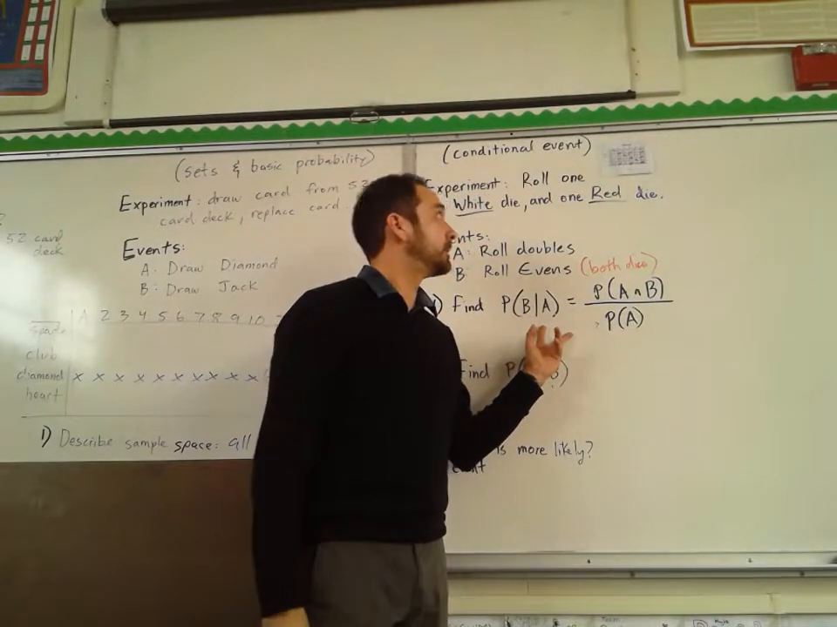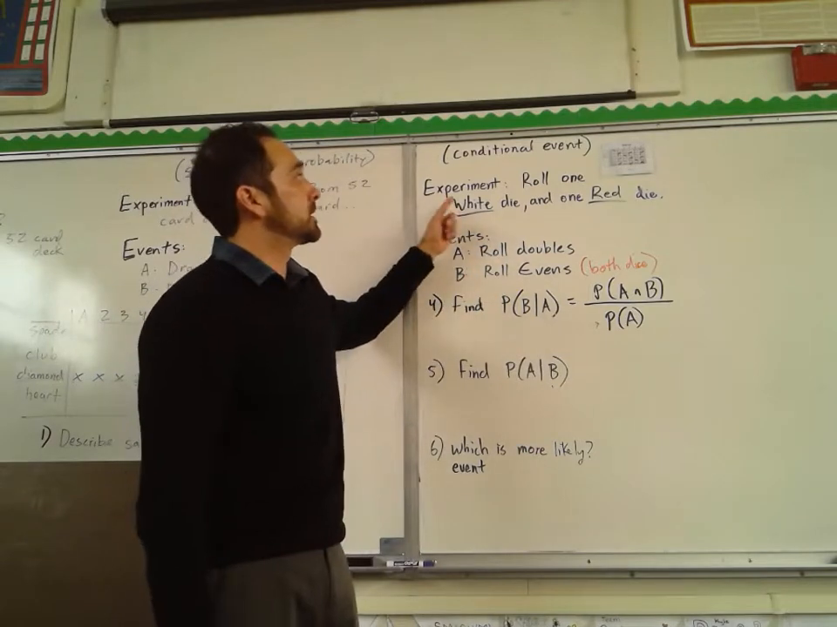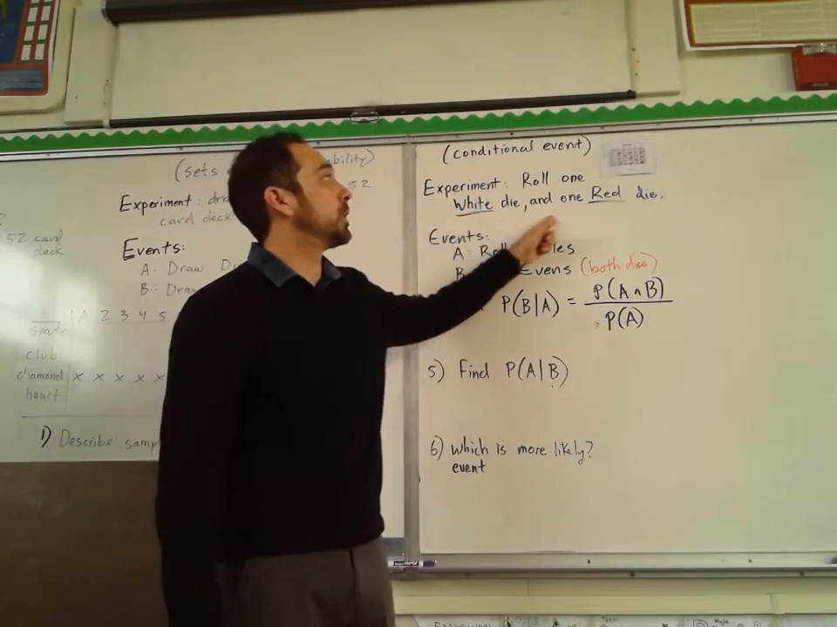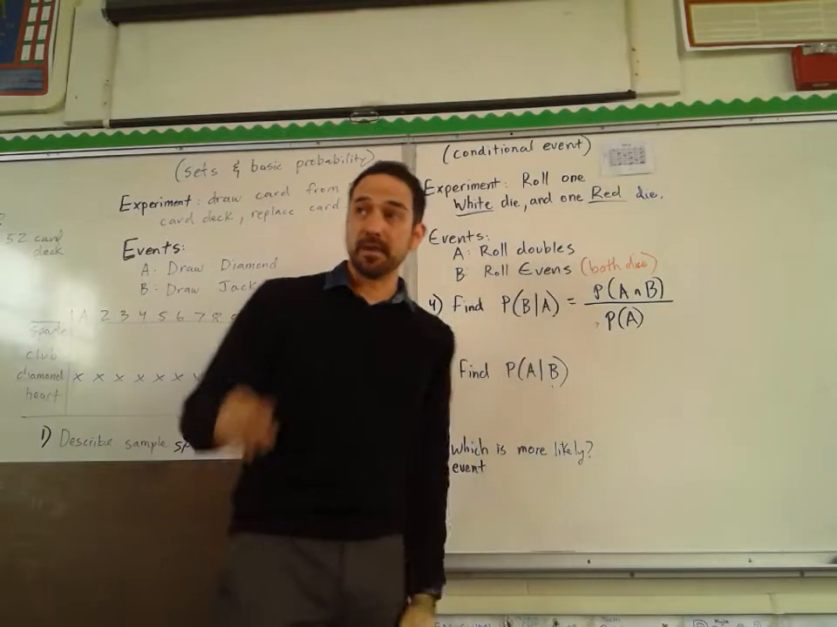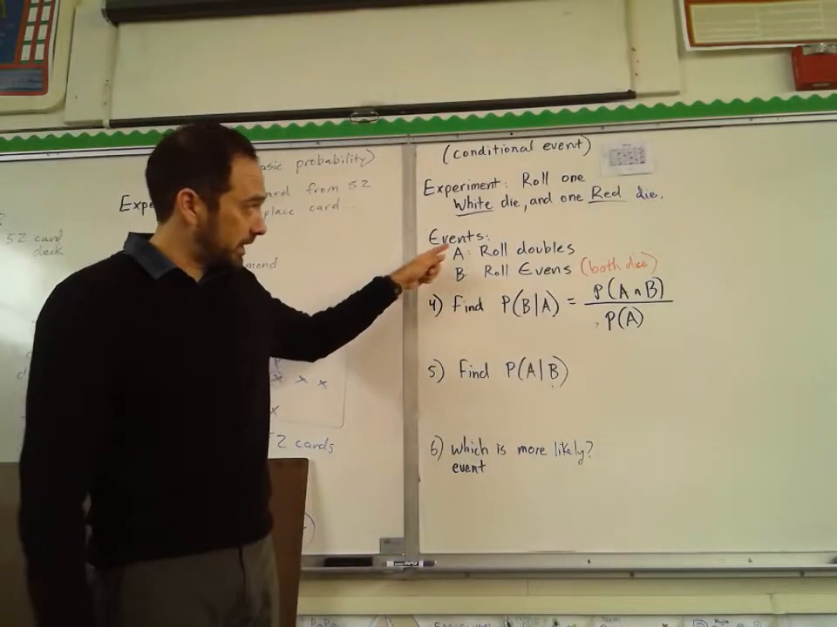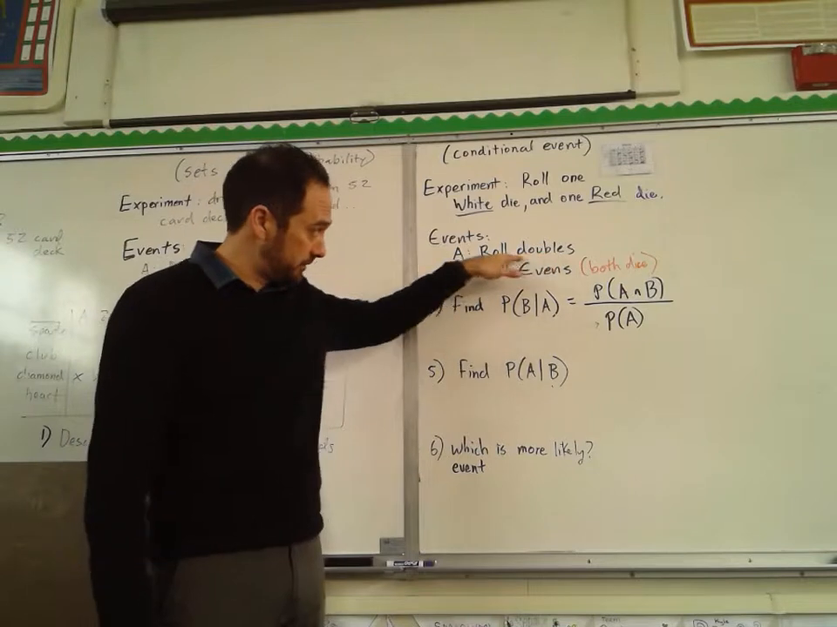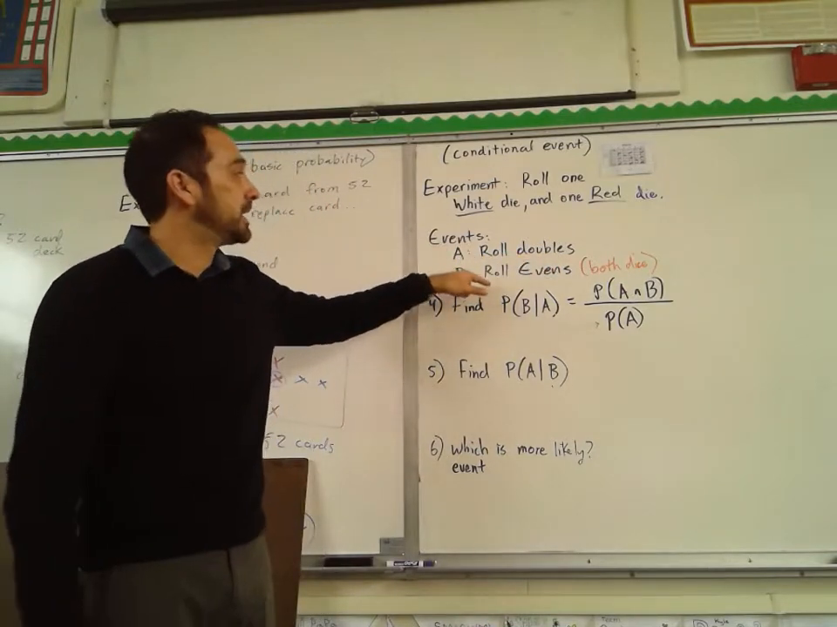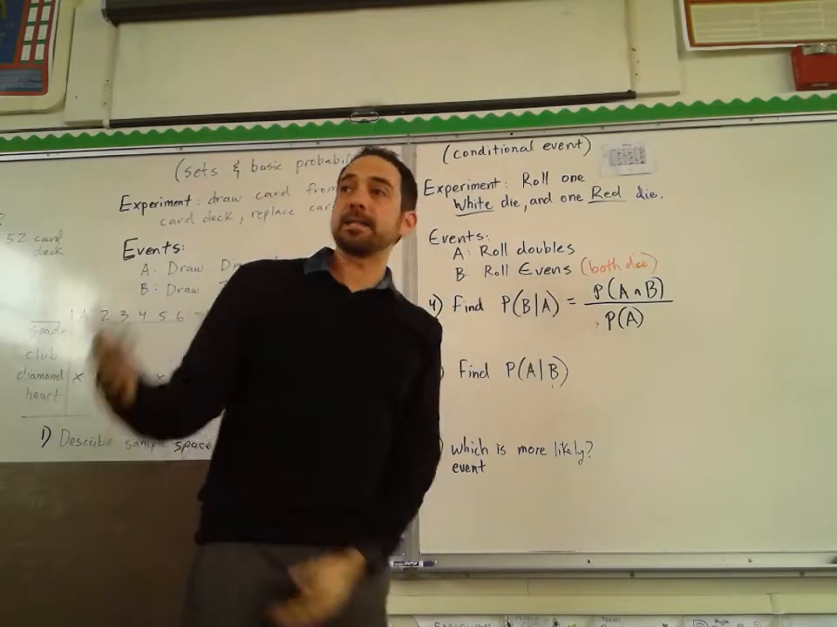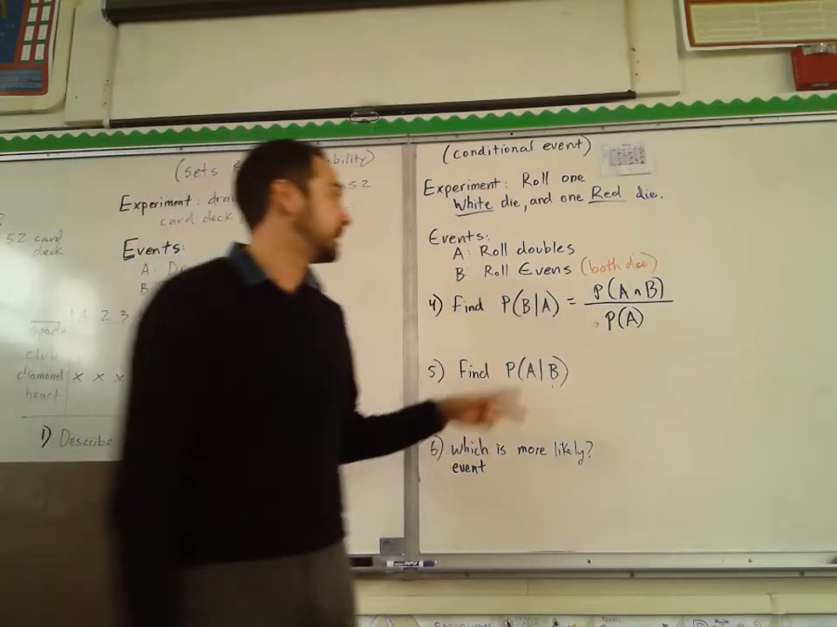So our experiment is roll 1 white die and 1 red die. So we have our little playing boards here. And remember, this is the one where in one color we did all of event A, rolling doubles, and all of event B, rolling evens. And that's going to help us really quickly input what we need into this.